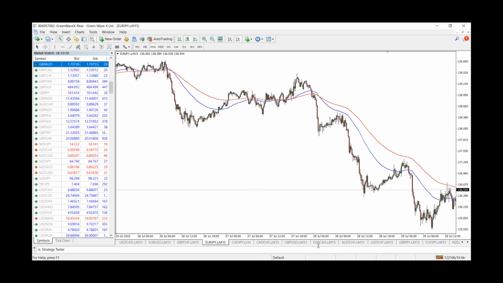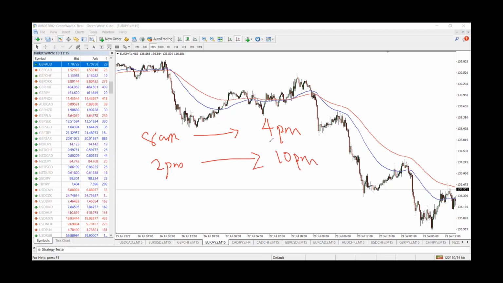And what do we mean by that? The London session in Nigeria starts at 8 a.m. and ends by 4 p.m. Before it closes, the New York session is going to start by 2 p.m. and it ends by 10 p.m. These are the most volatile market sessions. This is London. This is New York.